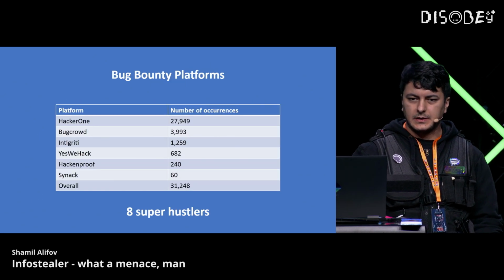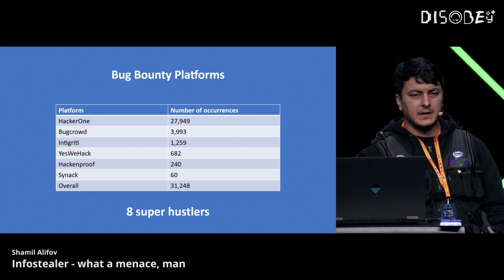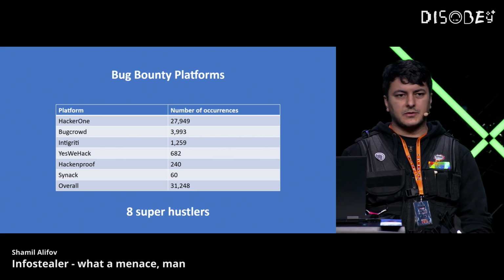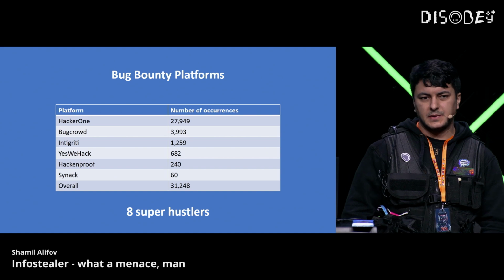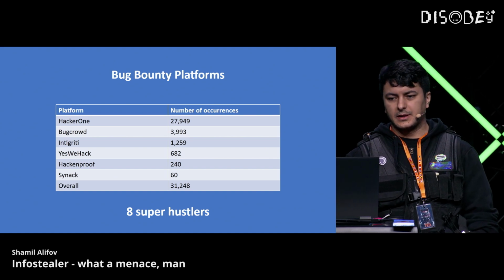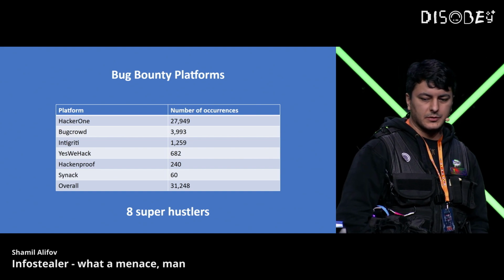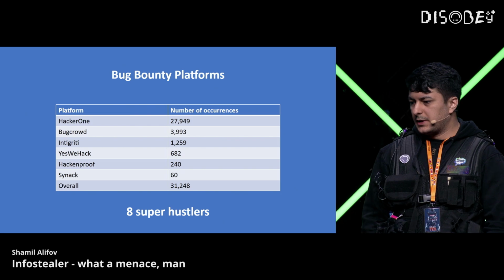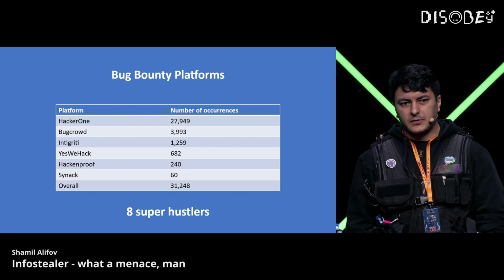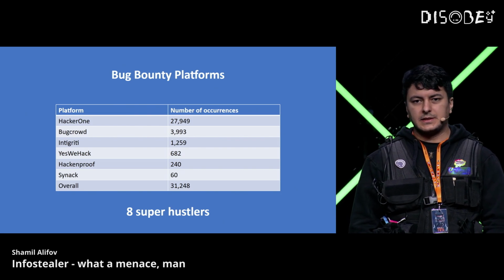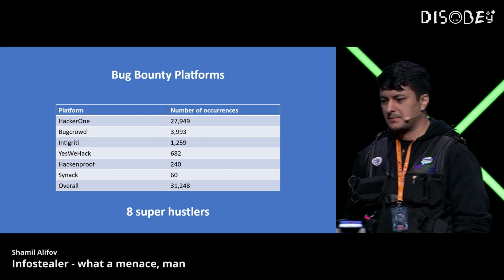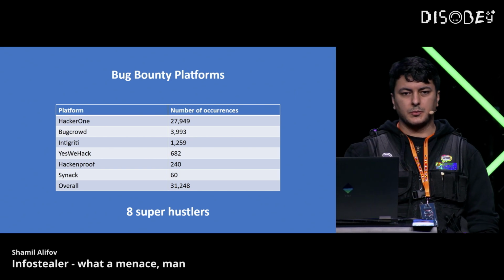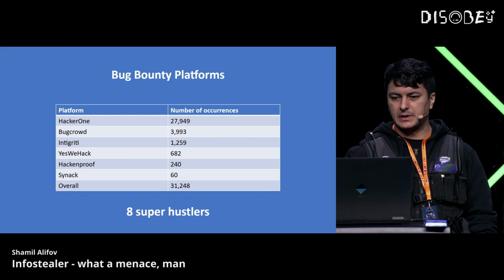So I was thinking, what else can I look up? Maybe the users of bug bounty platforms. No surprise there, HackerOne is probably the most, not favorite, but the most popular one. And I found that there were 8 email addresses registered in all of them. So super hustlers. Maybe they were super good or bad. We will never know.